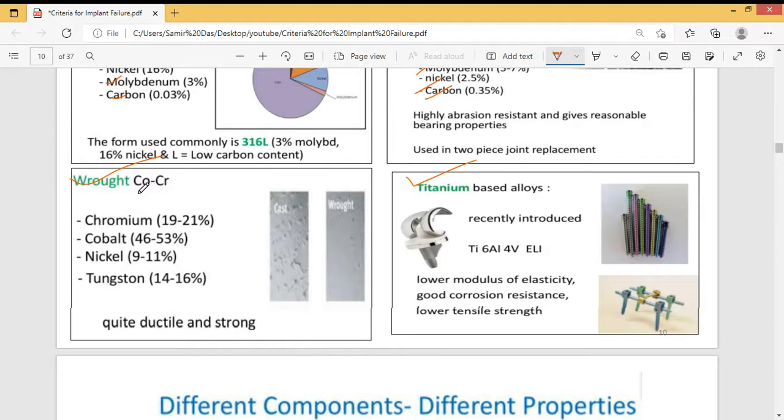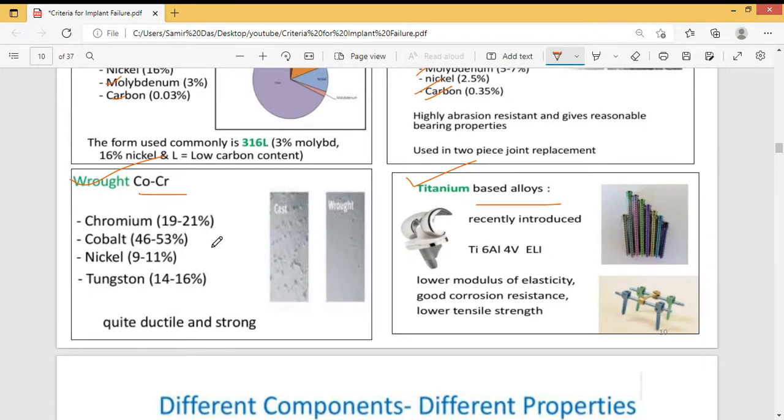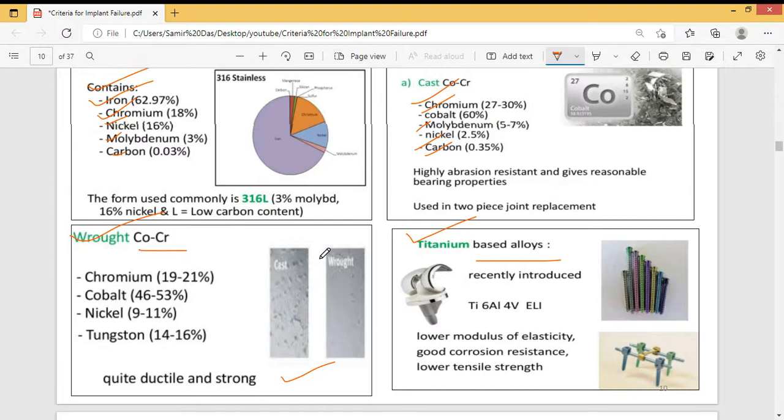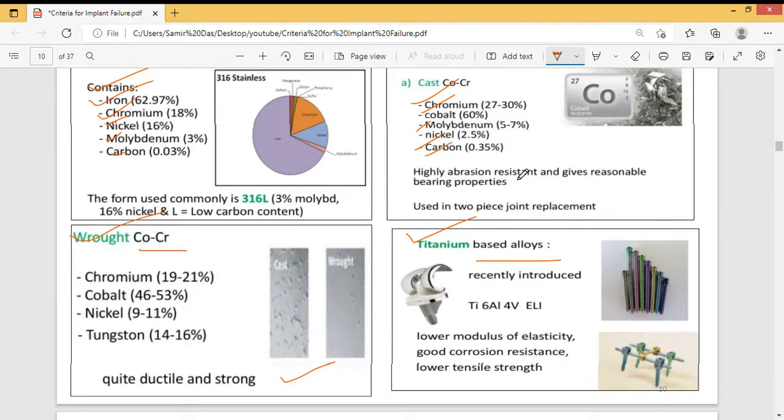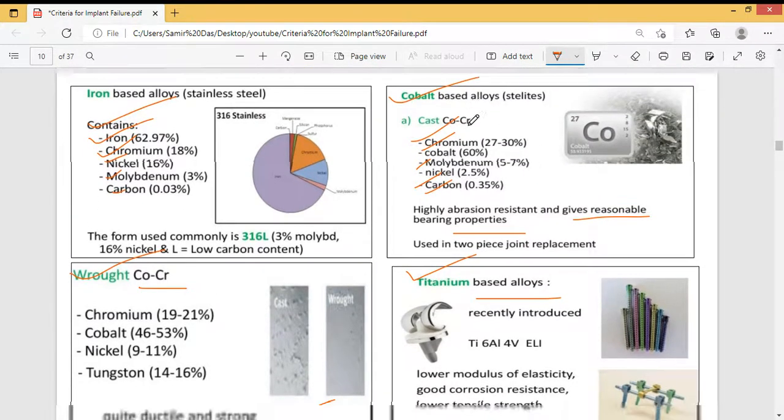In the case of wrought cobalt chromium based alloy or titanium based alloy, those are the properties. But basically we have to check here that we are using 316 SS, which is the grade of SS. If we go for a higher grade, the composition may change and the properties will change as well. Cobalt based alloys are highly abrasion resistant and give reasonable bearing properties as well. This is the most good thing in the case of cobalt based alloy.